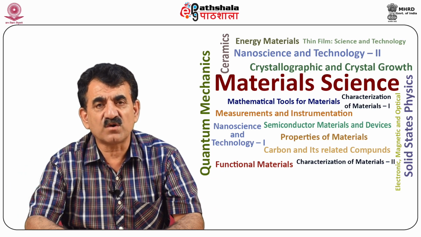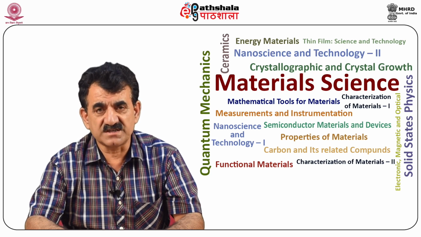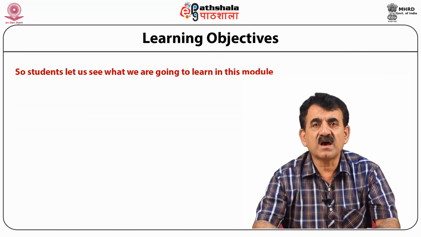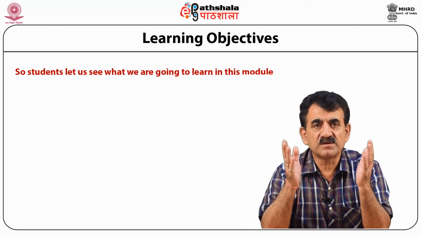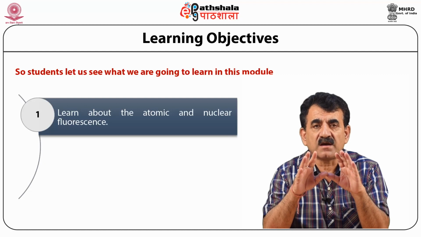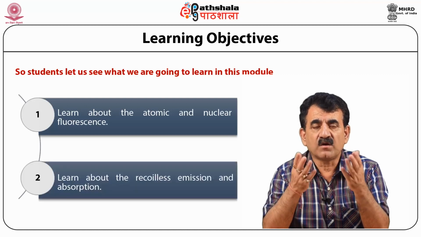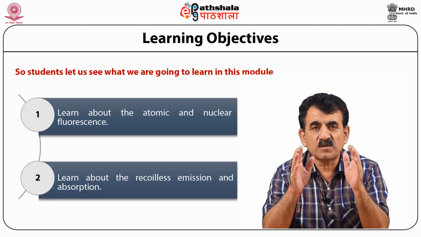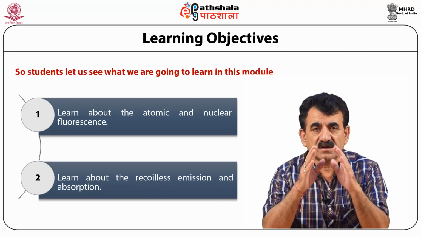Today we are going to talk on the module Elementary Excitation 1 under the paper Solid State Physics. Students, let us see what we are going to learn in this module. In the previous module, we discussed the Mossbauer parameters at a basic level. In this module, we are going to discuss the Mossbauer parameters in depth.